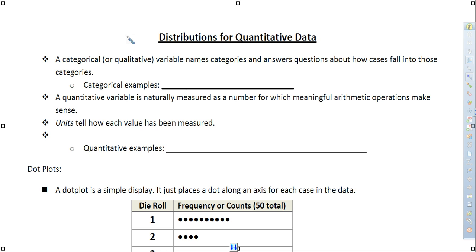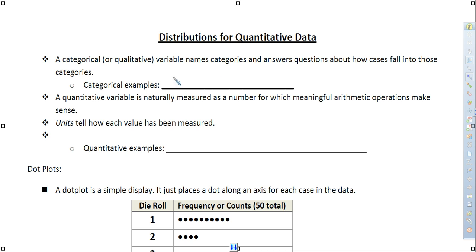So let's begin. We're going to look at two different types of variables right now. The first, a categorical or qualitative variable, names categories and answers questions about how cases fall into those categories. So let's look at some categorical examples.